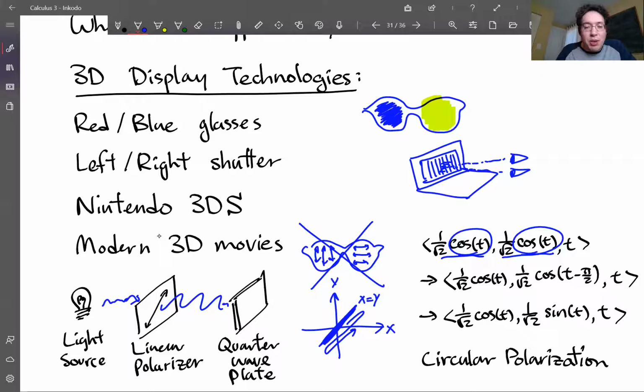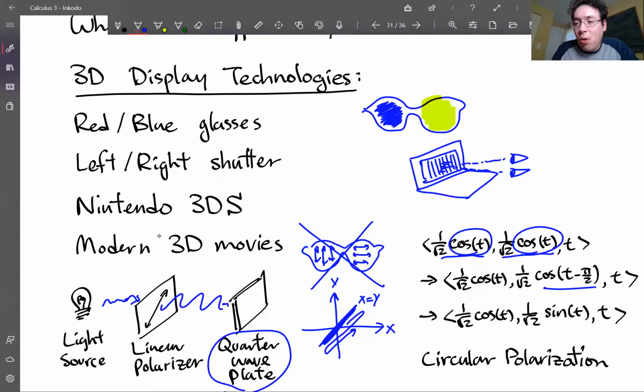All right. So what does this quarter wave plate do? What it does is it takes one of the directions. So let's say in this example, it affects the y component of this parametric curve. And what it does is it takes this cosine curve and delays it by a quarter of the period. So cosine repeats itself after 2 pi.